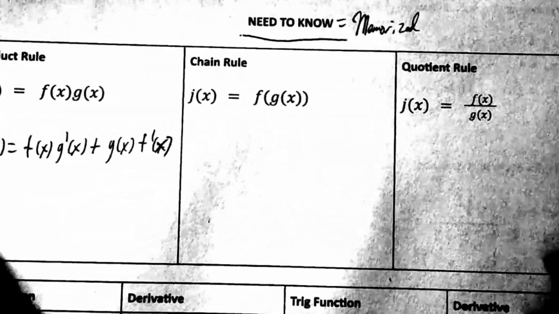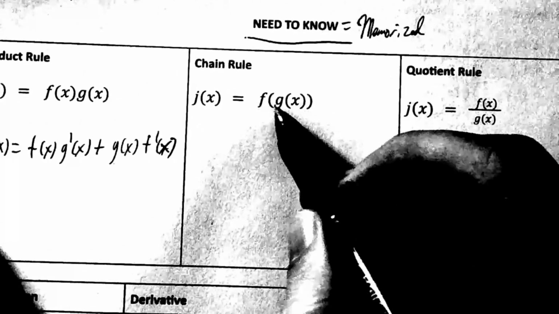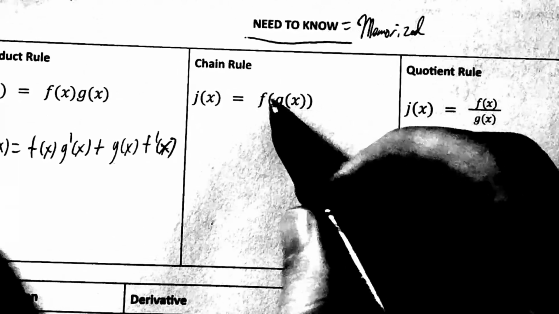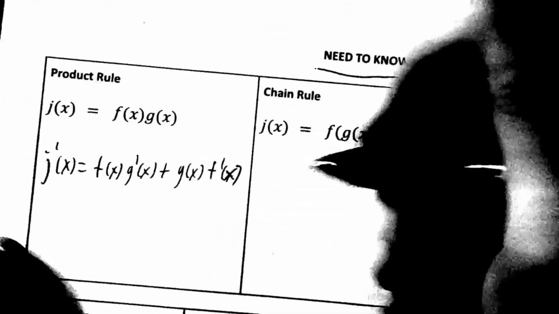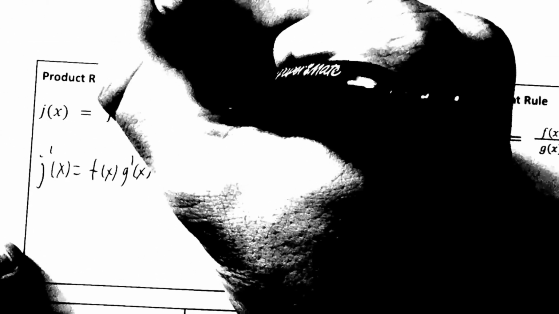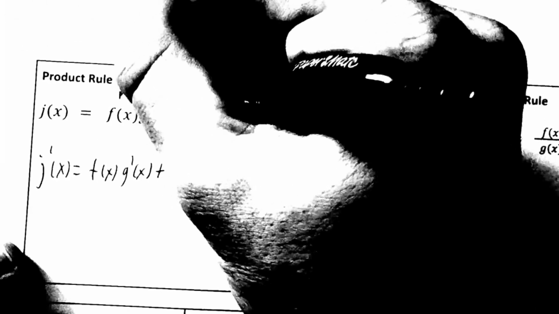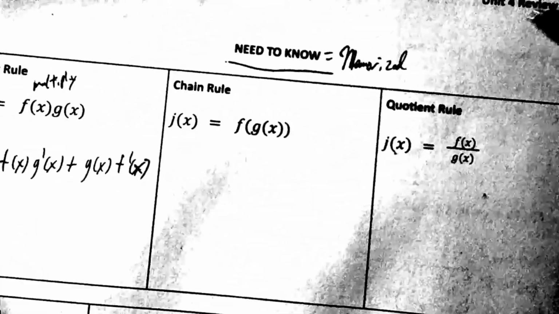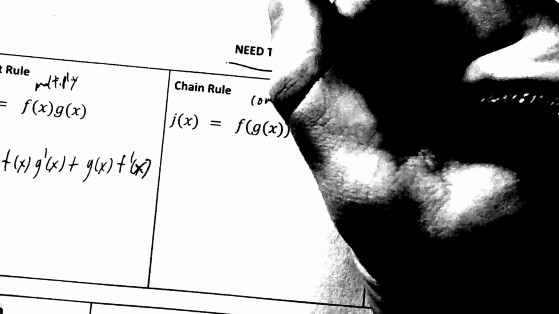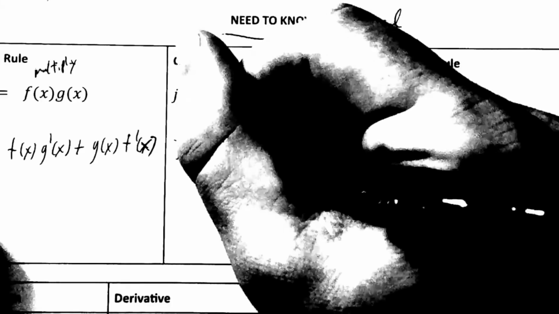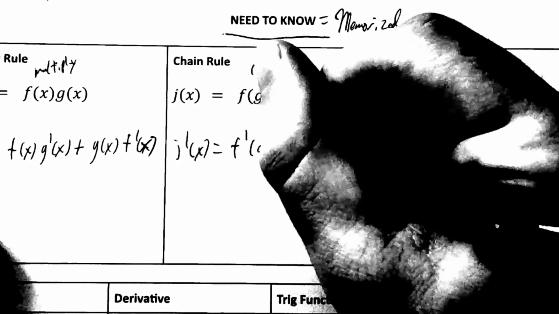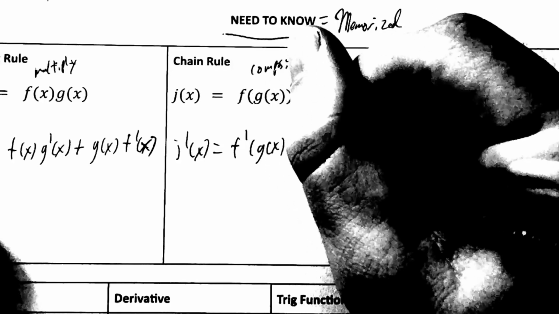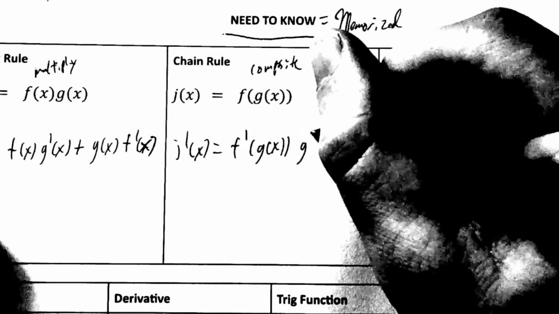Next up, chain rule. So remember, this is where you have a function inside another function, composite function. I'll write that down. This is multiplication. Multiply. This is composite. And here we would have the derivative is the derivative of the outside, keeping the inside the same, times the derivative of the inside.